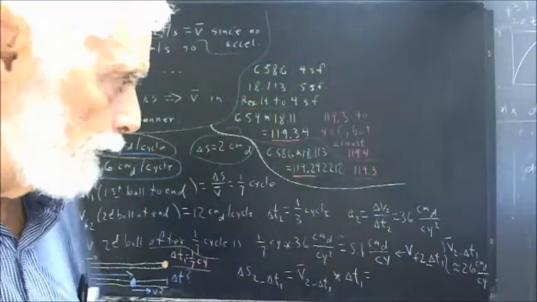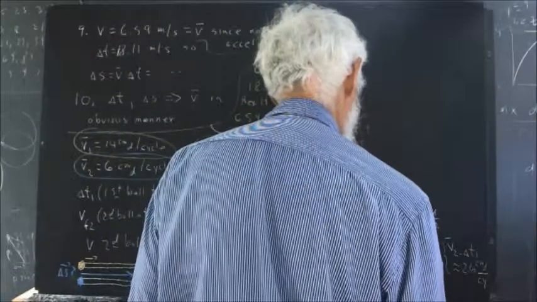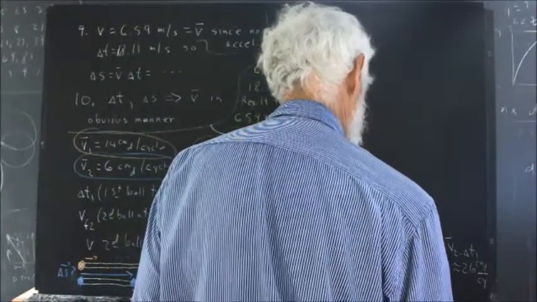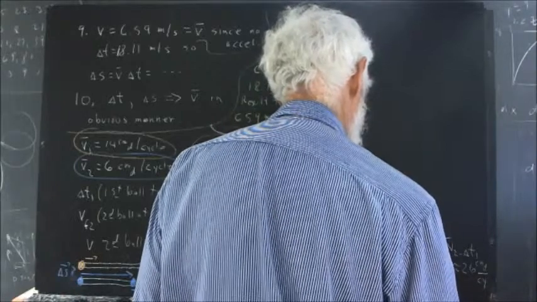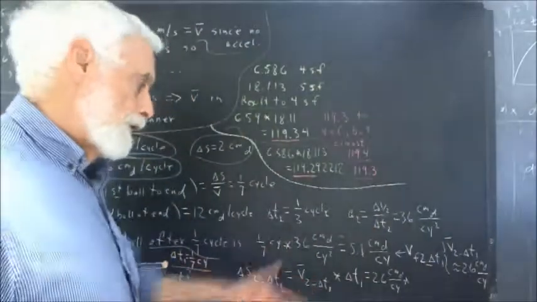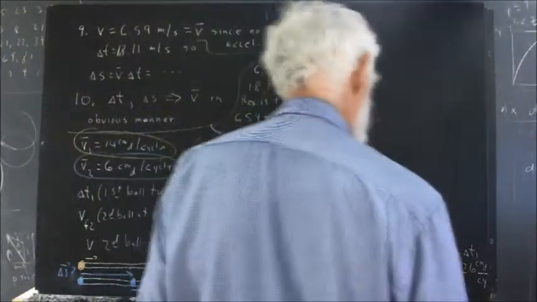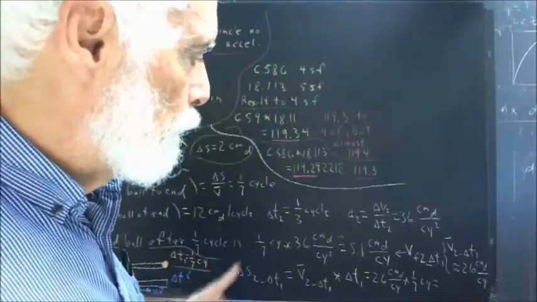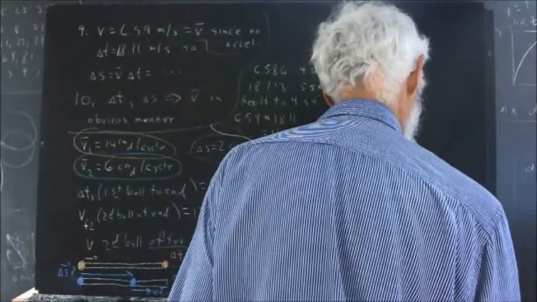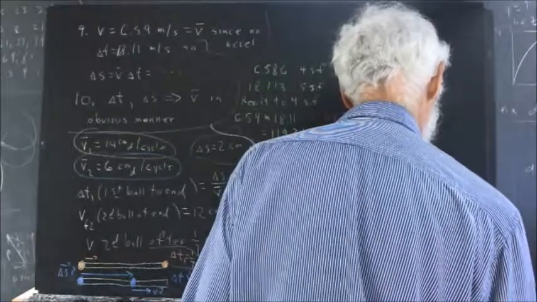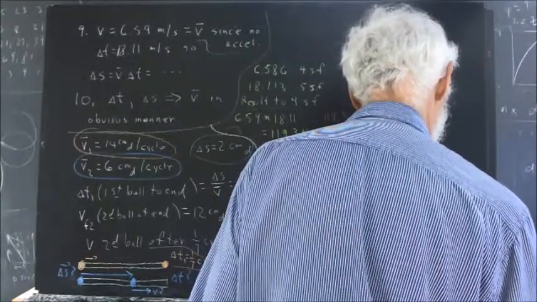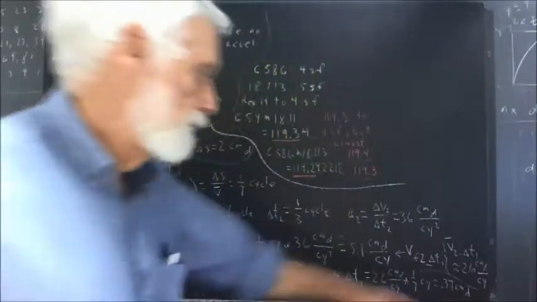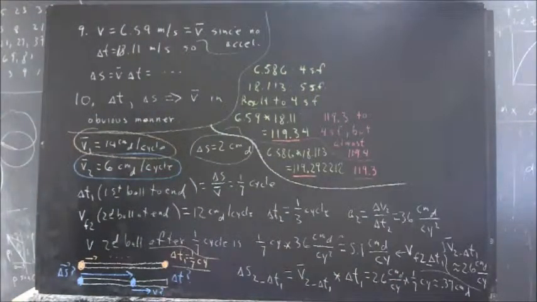Okay, so the second velocity here is 2.6 centimeters d per cycle. We multiply that by our delta T1, which is 1/7 of a cycle. And we get approximately, what, 3.37, I'm sorry, .37 centimeters d.